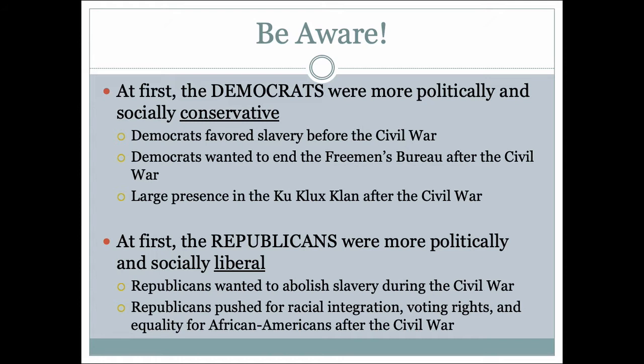And at first, the Republicans were more politically and socially liberal. They wanted to abolish slavery, which was new for the time. It was a change. That was the liberal idea at the time. And there was a group called the Radical Republicans who wanted to push for racial integration, voting rights, and equality for those recently freed slaves, now called African Americans, right after that Civil War. So in the 1800s, the Democrats were more conservative, the Republicans were more liberal.